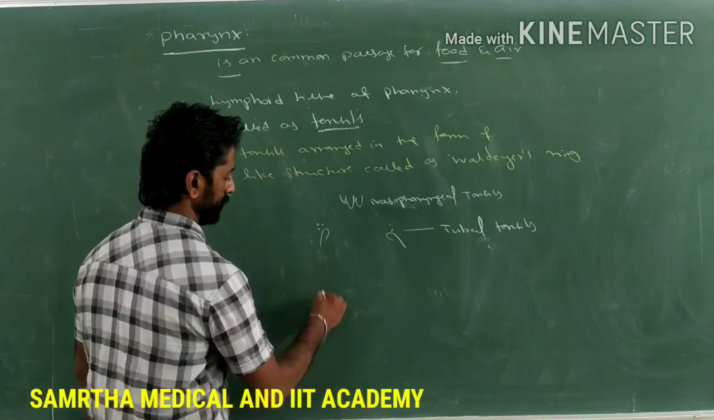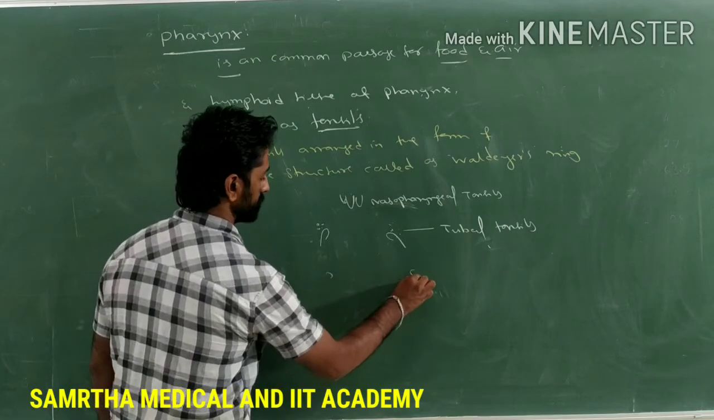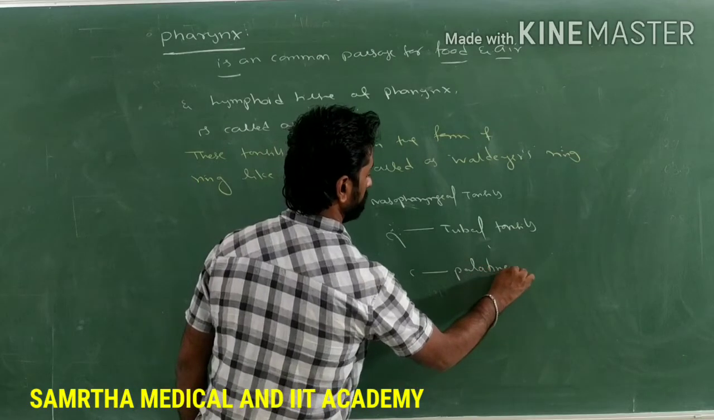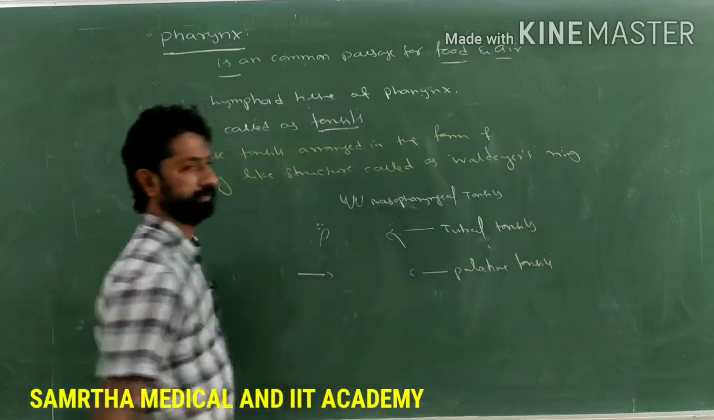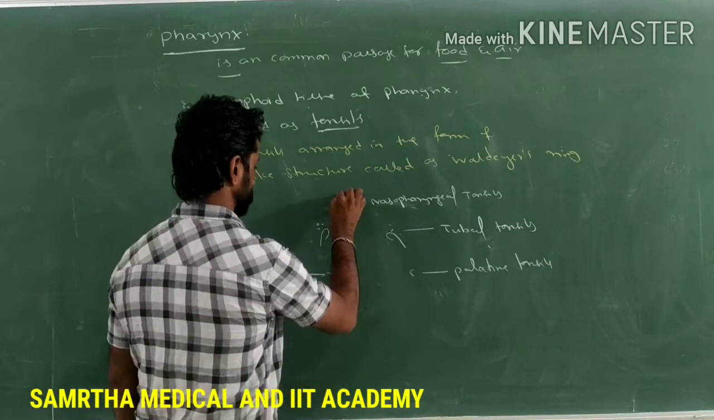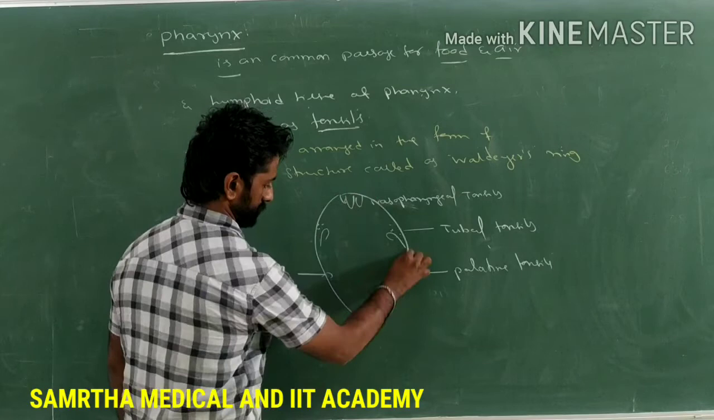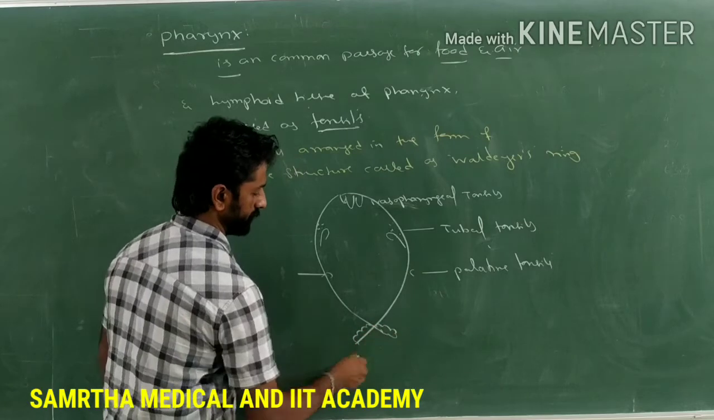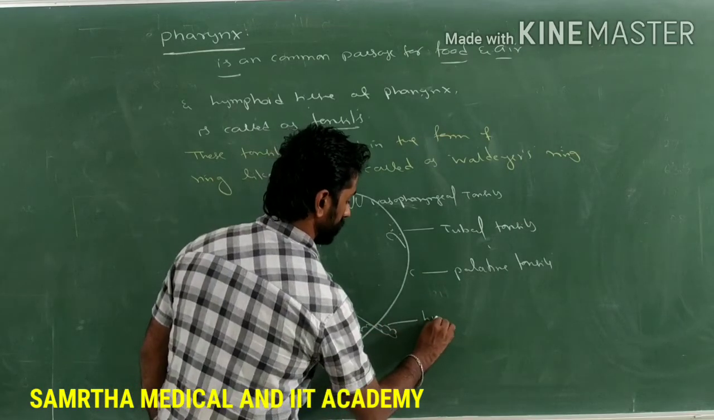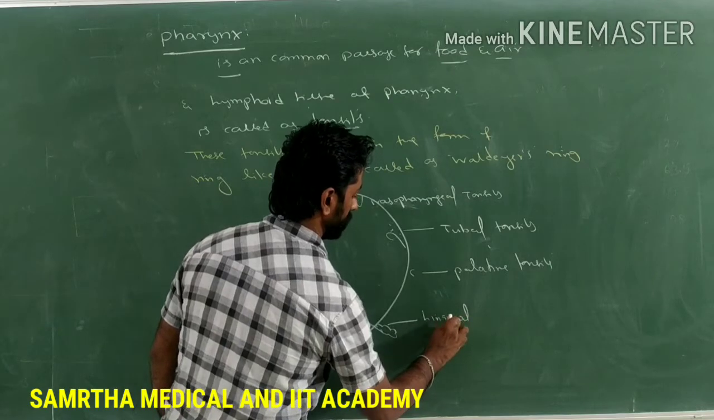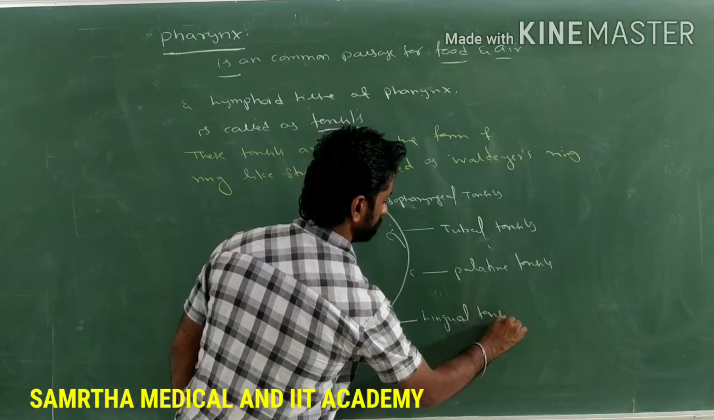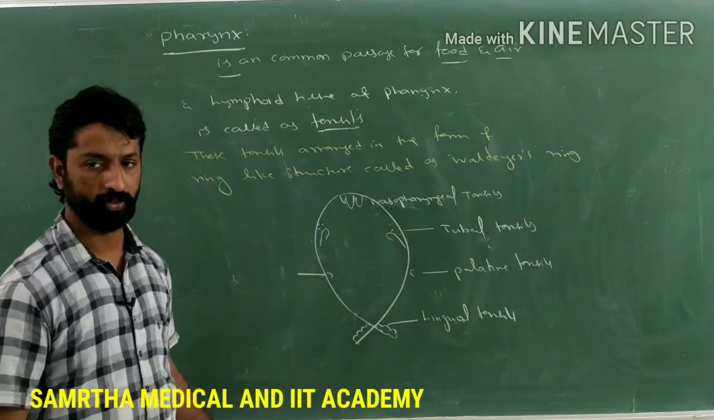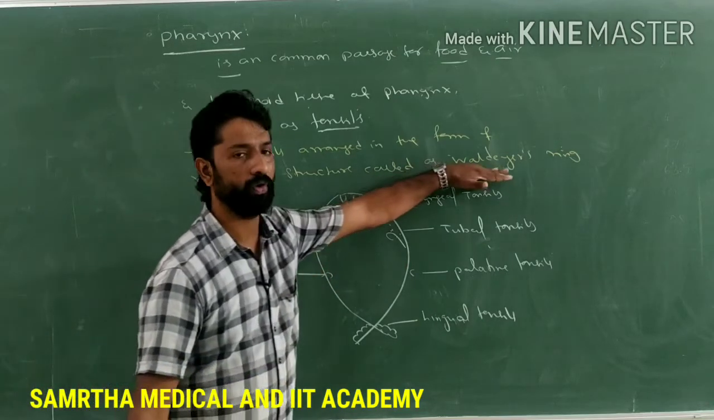So after that one, next the palatine tonsils. Lastly, finally, there is another type of tonsils. These are called lingual tonsils. Their arrangement is in the form of a ring-like structure. Only this arrangement is called a Waldeyer's ring.